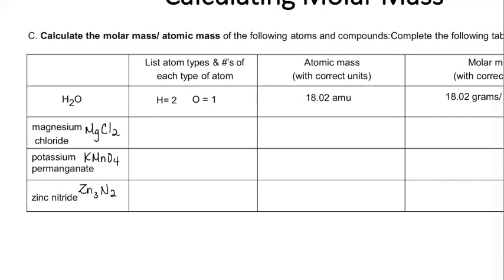So once we have the correct chemical formula for a particular compound, what we need to do is list the atom types, okay, that we have there. So for magnesium chloride, we have 1 magnesium and 2 chlorines. For potassium permanganate, we have 1 potassium, 1 manganese, and we have 4 oxygens. For zinc nitride, we have 3 zincs and we have 2 nitrogens. Put a 1 in the chat if so far the work that we are proceeding to do is making sense.